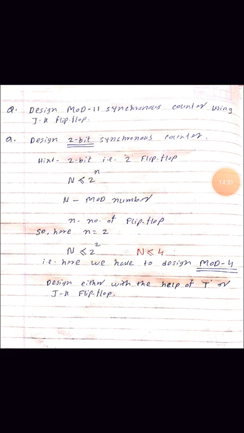For example, if the question asks to design a 2-bit synchronous counter, what is given here? 2-bit means we require 2 flip-flops. Small n, the number of flip-flops, is given as 2. So indirectly here we have to design mod 4. They give a 2-bit synchronous counter, which means you have to design a mod 4 synchronous counter.